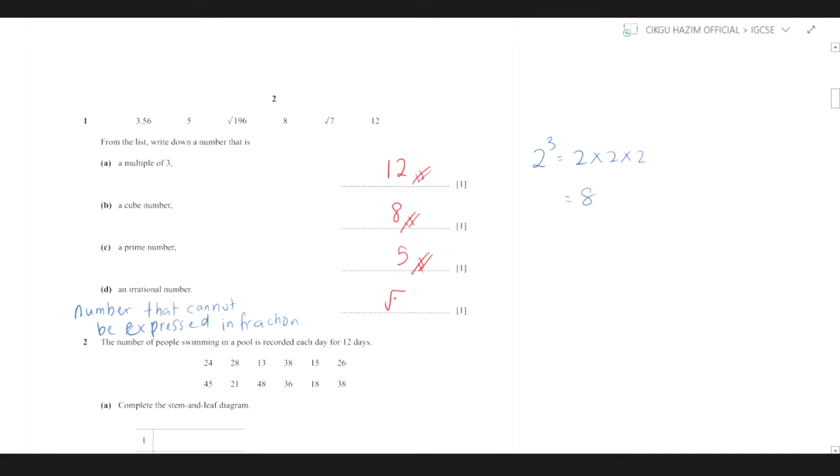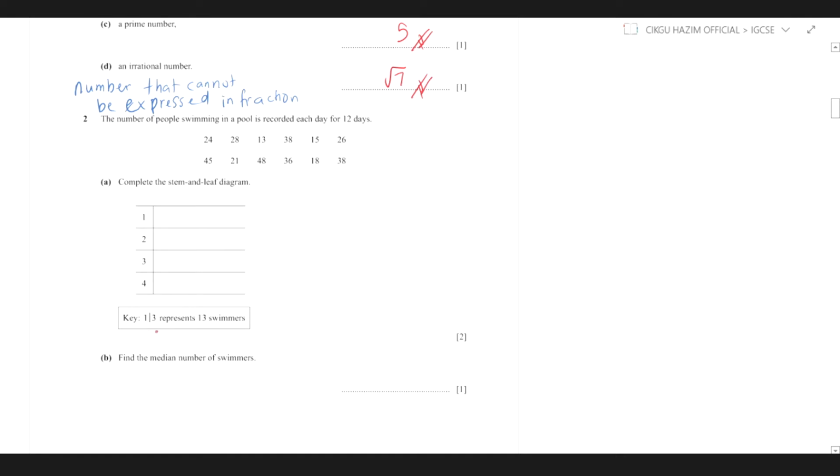Okay, alright, let's continue to question number 2. Here we have a topic. One of the topics here is statistics, which is data or number analysis, and here we are studying the stem and leaf diagram. In a stem and leaf diagram, you should always highlight the key that is given. If there are 2-digit numbers, the first digit is going to be the stem, and the next digit will be the leaf. For example, 1, 3 here represents 13 swimmers. What does it mean? Of the 2-digit numbers here, the first digit on the left is going to be the stem. Okay, and we have the stems from 1 to 4 here.